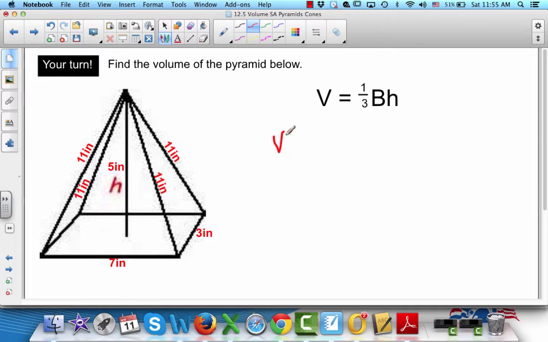All right, here we go. Volume equals 1/3 times big B. 7 times 3 is 21. And the height is 5 right here. These 11s are all distractors. So times 5. So that gives us volume equals 1/3 of 21 is 7, and 7 times 5 is 35. And it's inches cubed.